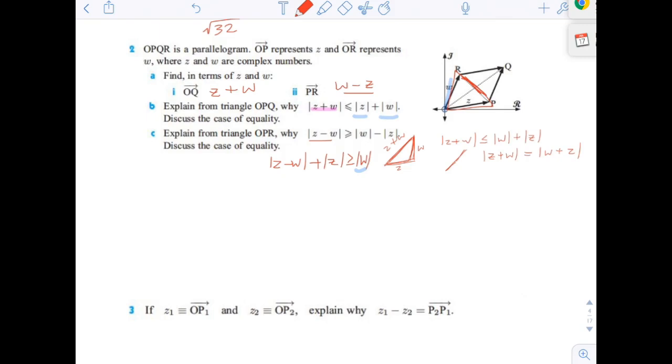What does it mean when they're equal? So instead of having this triangle here, the blue side is going to be equal to the two red sides added together.